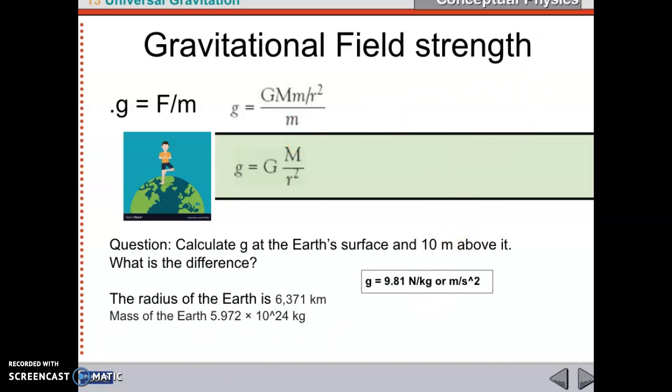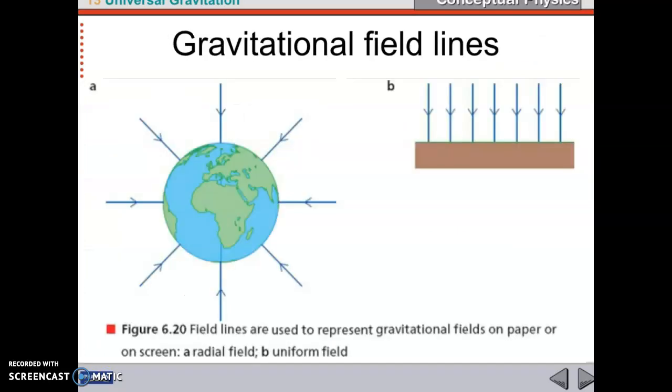So let's have a look at how we represent fields. To show the direction and the size of the fields, we draw gravitational field lines. These are straight lines that represent the direction of the force. Gravitational forces are attractive only, so you would draw an arrow showing how that mass would be attracted, and all the lines would join at the center because that's where the force is acting, towards the center of the mass.